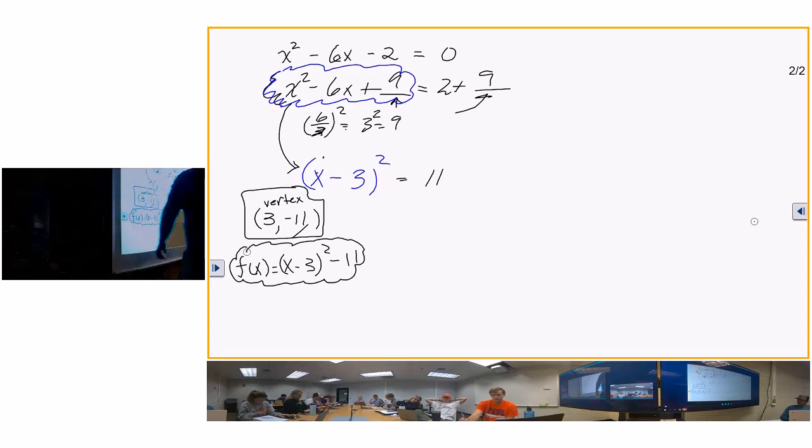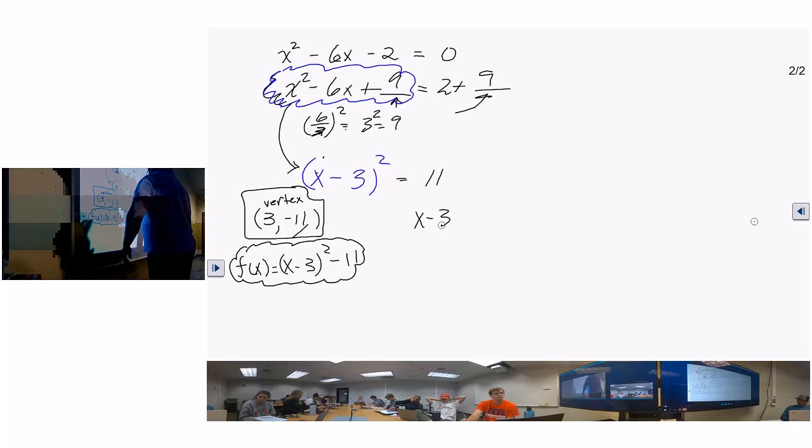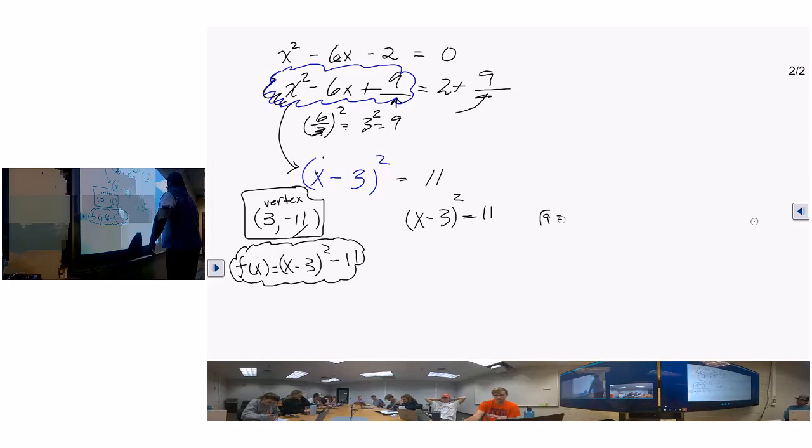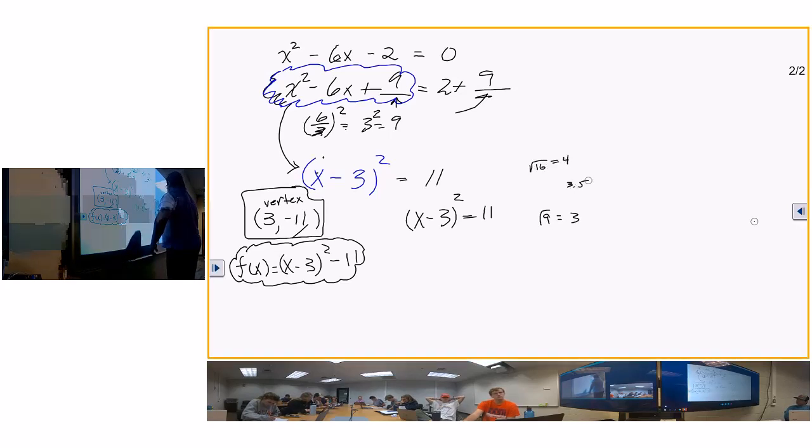Now we're going to solve. X minus 3, quantity squared, is equal to 11. Square root of 9 is what? 3. Square root of 16 is 4. 3.5 is in the middle. Square root of 12.5 is right there. Okay? That's called interpolation.